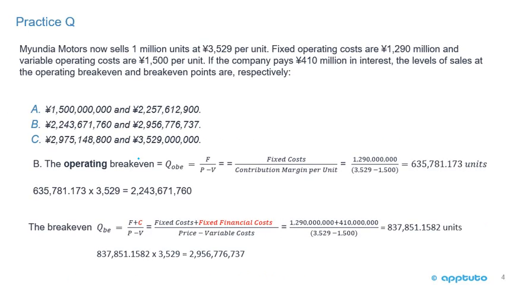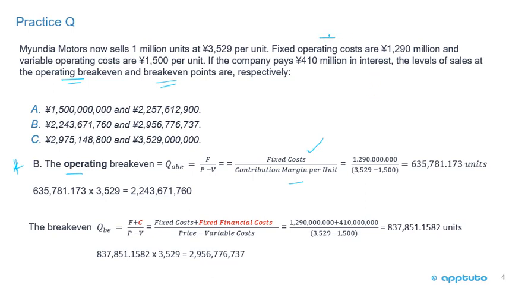So the correct answer is B. As I said, you have to be very careful knowing the difference between the operating break-even and the break-even. That's why this is a great question. I've put again in bold, the operating break-even is the formula that we're usually most familiar with, which is our fixed cost divided by our contribution margin per unit.